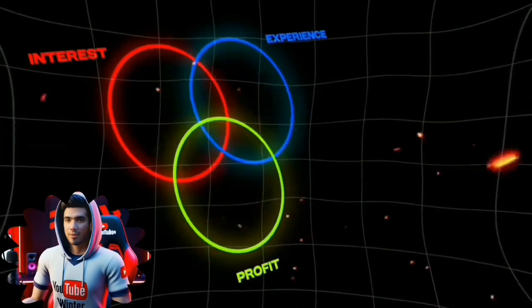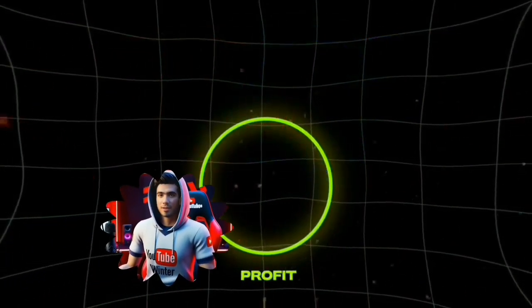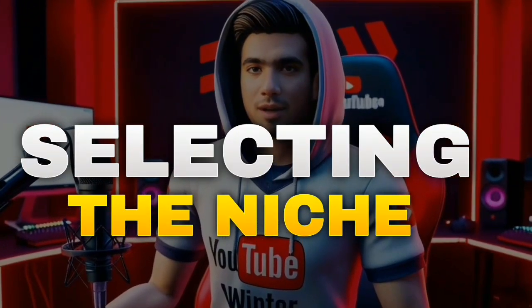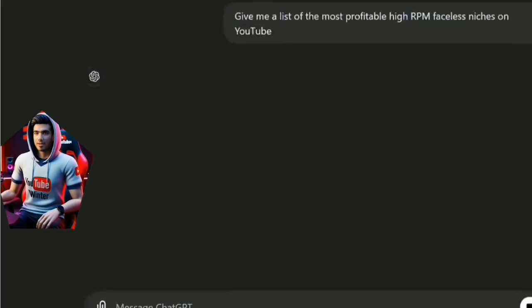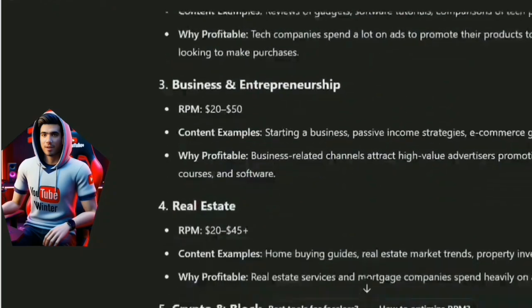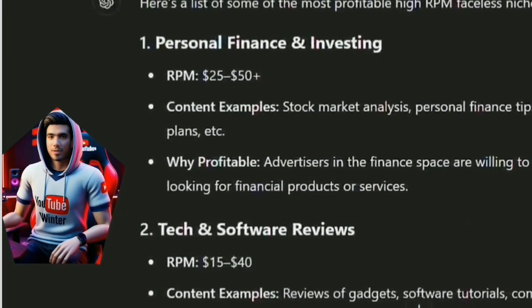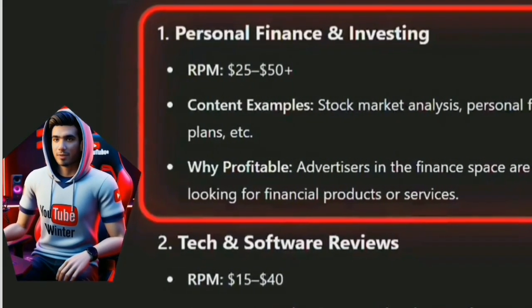However, since AI will handle everything for us, we can skip the interest and experience circles entirely and focus on the most profitable niche. Step 1. Selecting the niche. I'll use ChatGPT to generate a list of most profitable, high RPM faceless niches. As you can see, ChatGPT recommended several niches like finance, tech, business, crypto, and real estate, with high RPMs mentioned for each. Out of these, I like the first one, personal finance and investing, the most.